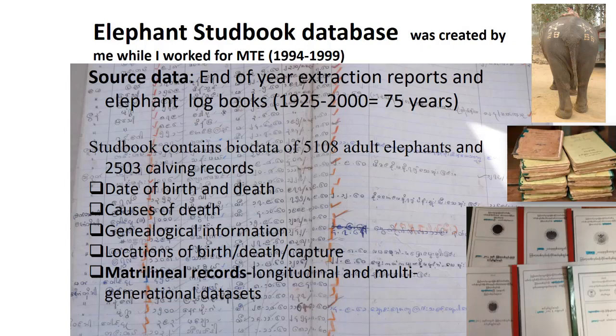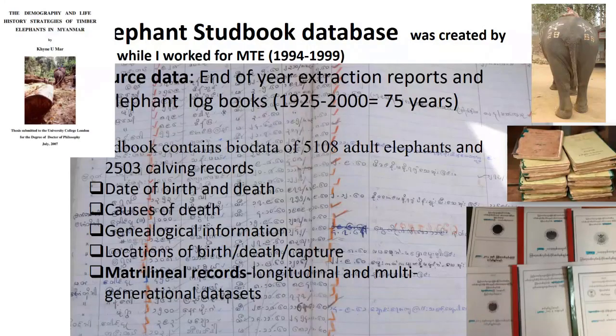from the old ledger, starting with elephant number 1. When you put everything on Excel, we found the total number I had collected by the end of 1999 is about 5,000, starting from elephant number 1, with a few missing in between, and also 2,500 calvings. It becomes one of the world's largest studbooks of captive Asian elephants.